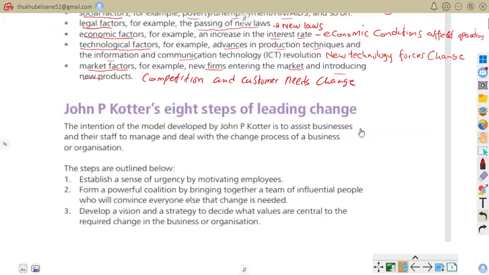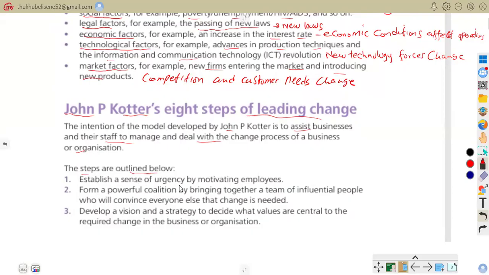So now we are moving on to Kotter's 8 steps of leading change. We are saying it's John P. Kotter's 8 steps of leading change. It says that the intention of the model developed by John P. Kotter is to assist businesses and their staff to manage and deal with the change process of the business or organization. So there are steps here. The steps are outlined below.